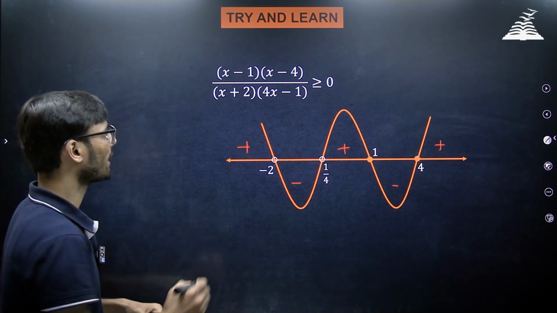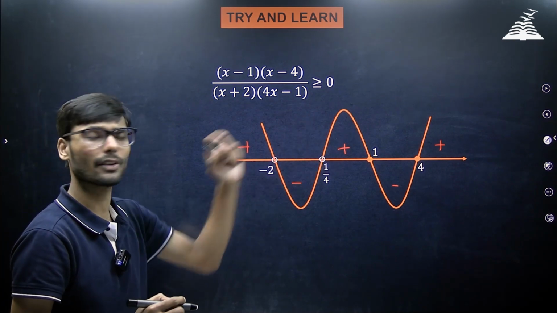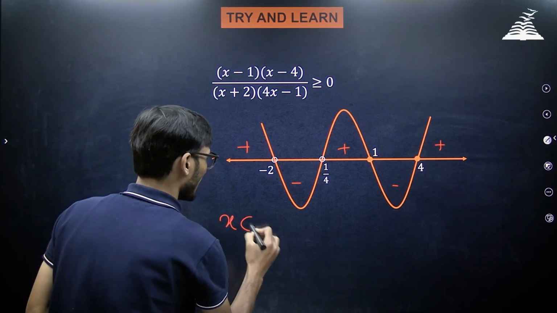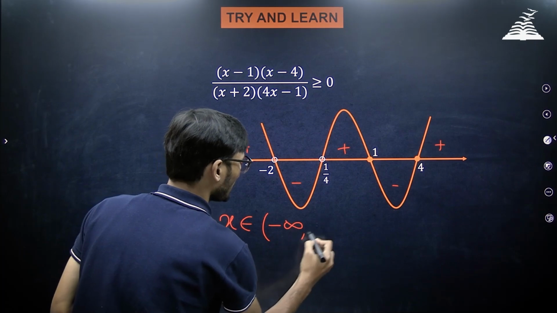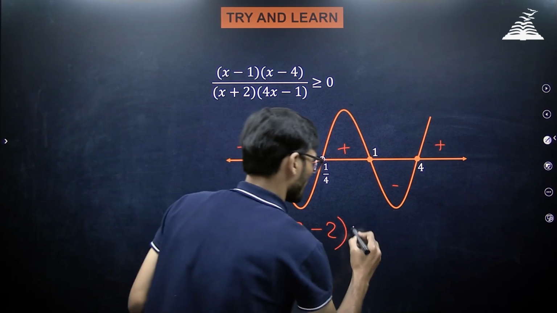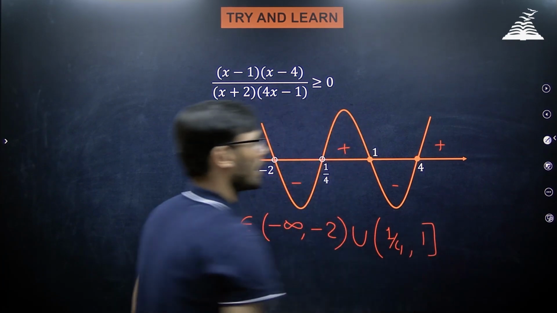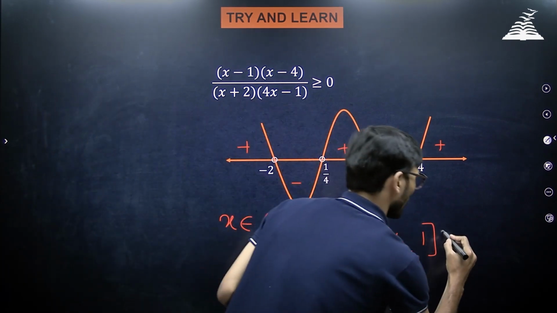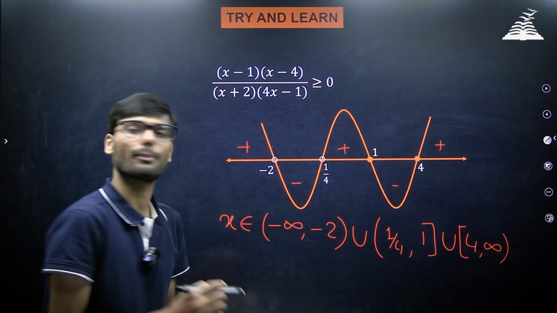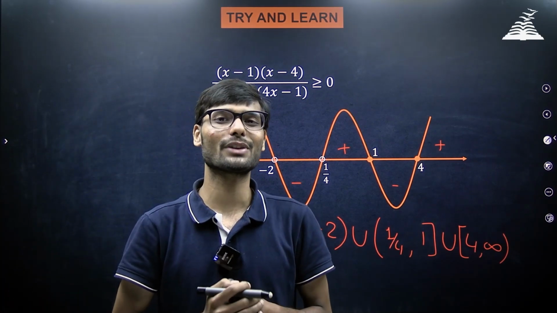Okay, let's write down the final answer. We want it to be greater than or equal to 0, so we need to pick the positive regions as well as the solid dots. So the answer will be x belonging to (minus infinity, minus 2), open bracket at minus 2, union (1 by 4, 1], closed bracket at 1, union [4, infinity), closed bracket at 4 and open bracket at infinity as usual. So that is all for today's session.